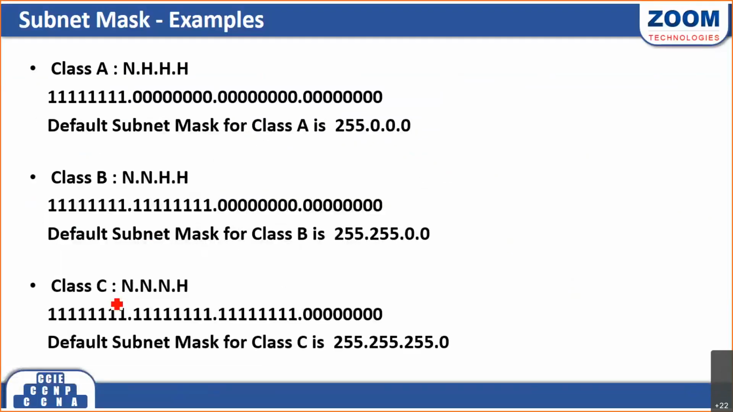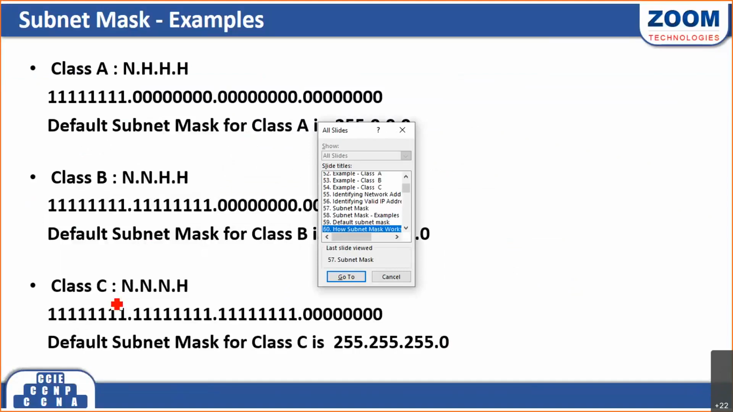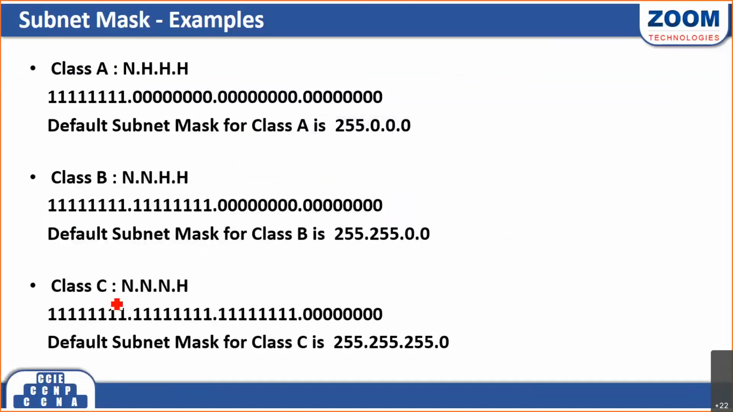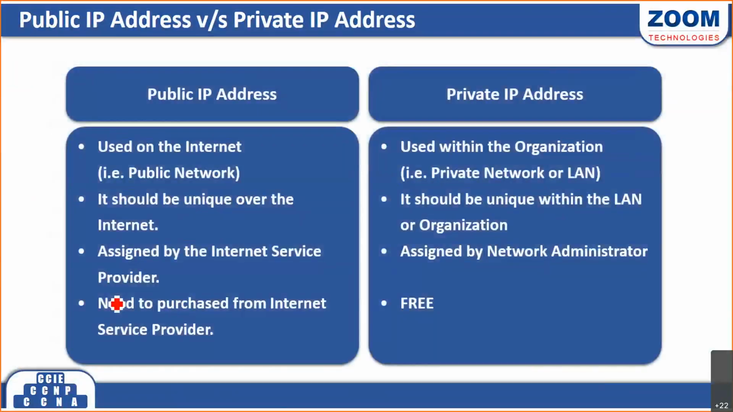Private IP addresses are used within the organization, and public IP addresses are used on the internet. For example, within a LAN, within an organization. A public IP should be unique over the internet. Similarly, private IPs also should be unique within the LAN or within the organization.